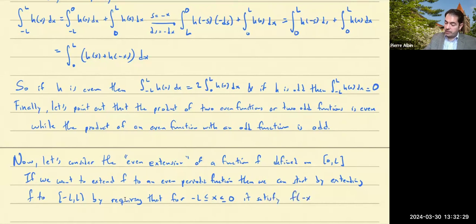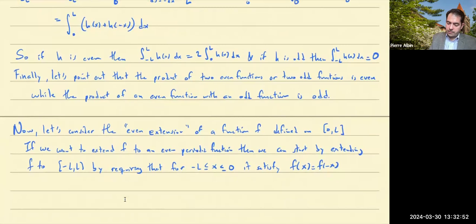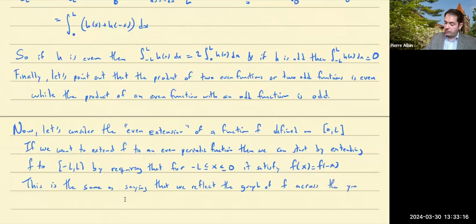it satisfy f of x is f of minus x. So if you give me an x satisfying this, and I want to know what f of x should be, I declare that it's equal to f of minus x, and minus x would be an x living here where we already know what f is. This is the same as saying that we reflect the graph of f across the y-axis.